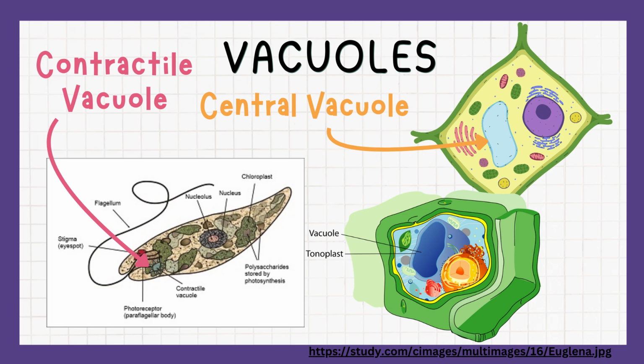The last type of vacuole is a contractile vacuole, which is found in freshwater protists. Since these organisms are in freshwater, the fresh water diffuses or moves into their cells. However, this is harmful because if too much water enters the organism, it will burst. In order to combat this, a contractile vacuole contracts and releases all the water out of the organism.